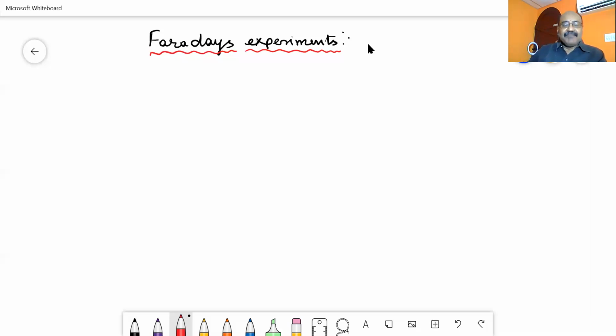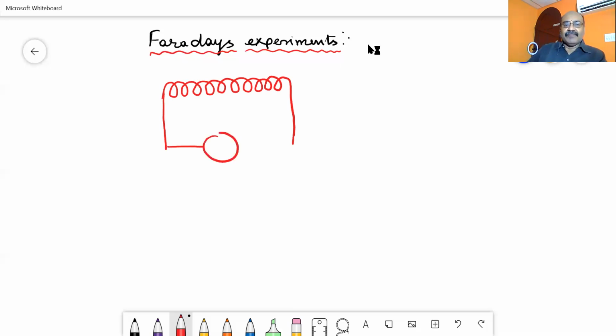When you are considering the Faraday's experiments, first of all, what Faraday considered was a thin insulated coil of wire, having some n number of turns, and the two ends of the coil are connected to the terminals of a galvanometer. So let us consider this as the galvanometer G, and let us consider this as the coil C.